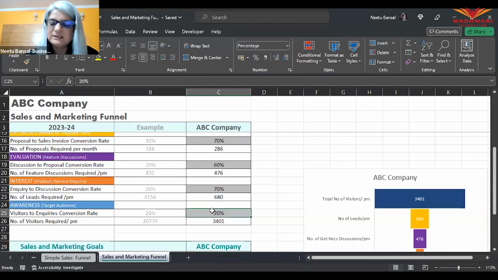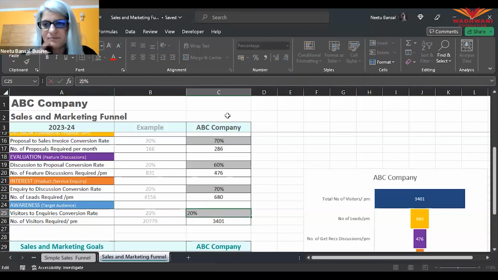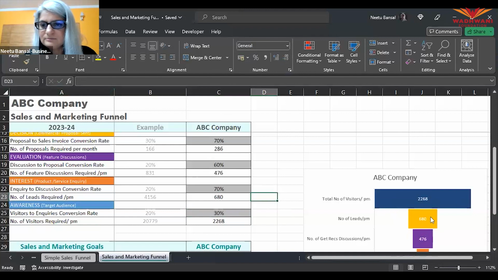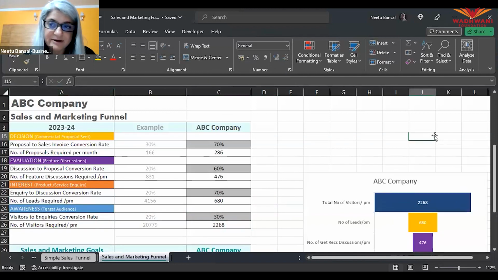For example, the last one, this is the lowest ratio that is there. Generally, the number of inquiries, conversion rates are always low. But what if you start identifying the right customer segments, right? And instead of reaching out to the world at large, you're focusing on specific customer segments. And if there you are able to improve on this, so instead of 20%, you're able to add one more person, you're able to convince one more person. See, your numbers go down to 2,268. That's nearly about 800 counts less, right?